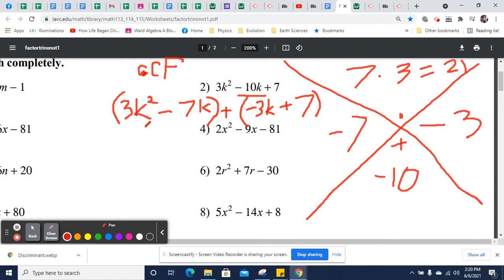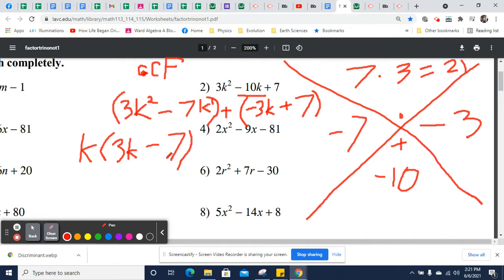When I look at 3k squared and negative 7k, there's nothing I'm going to be able to pull out of 3 and 7 other than 1. But I can pull out something from the k squared and the k. That's k to the first, and k to the second is k times k. So I can pull a k out, and I'm left with just 3k, because 3k squared divided by k is just 3k, and 7k divided by k is just 7. So now I've got that as a factor.